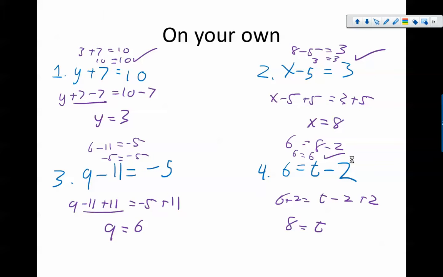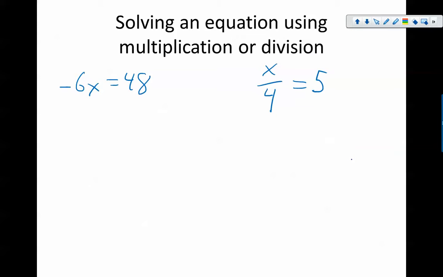Otherwise, let's talk about multiplication and division. So like we said on the first video, multiplication undoes division, and division undoes multiplication. So here, where I have negative 6 times x equals 48, we're looking for this number that x is going to be. Now, if you know your multiplication tables well, you can probably guess that that is negative 8, because negative 6 times negative 8 makes positive 48.